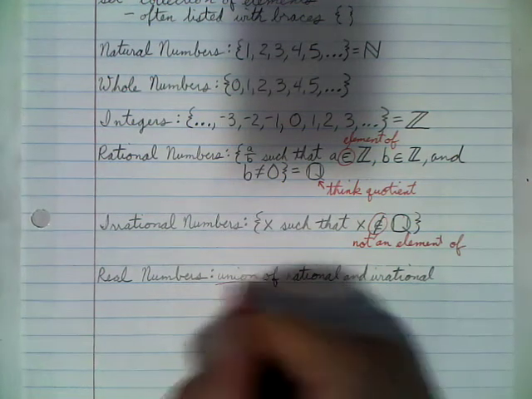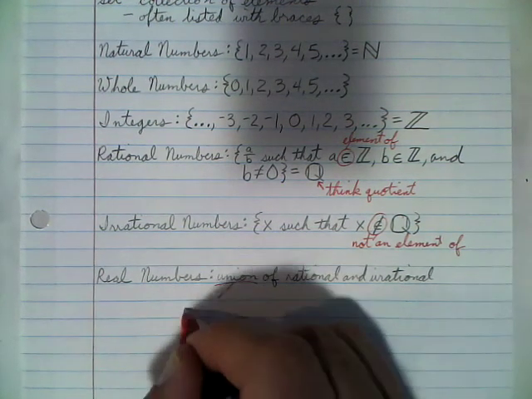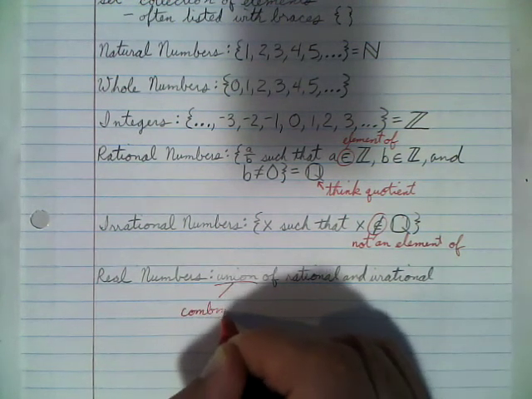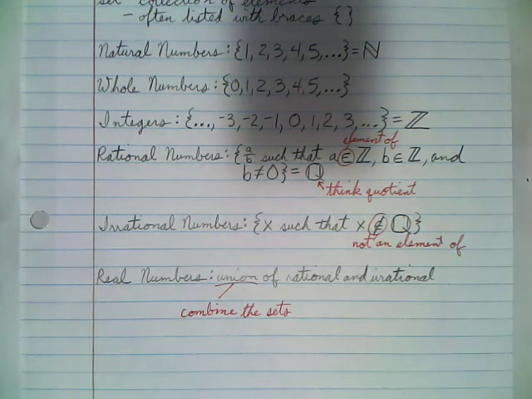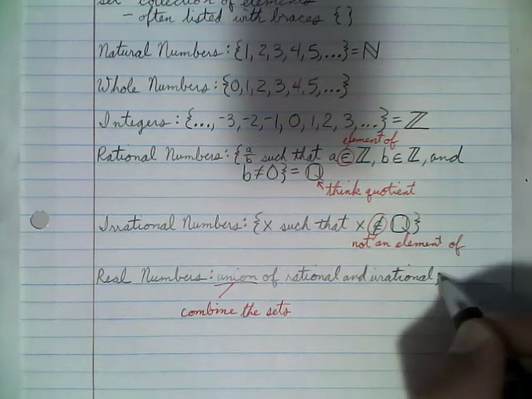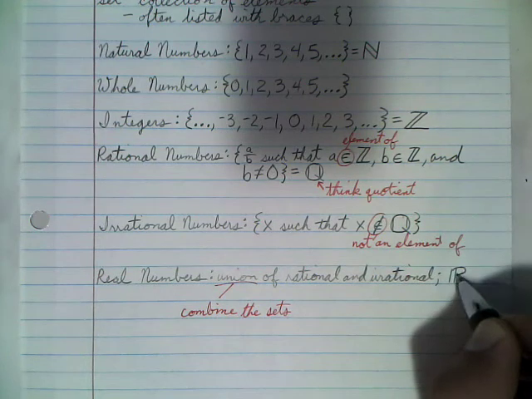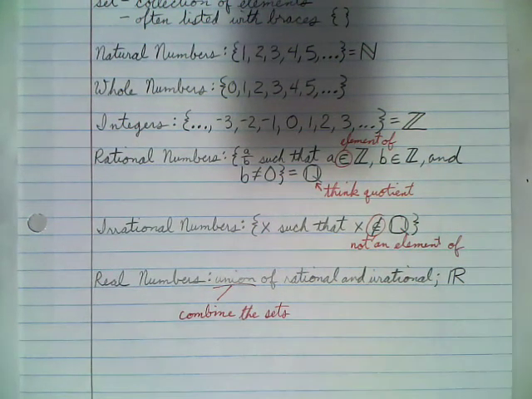And then here, union is just telling us to combine the sets. So if we take all of the rational numbers and put them together with all the irrational numbers, together that makes the real numbers. And this does have a symbol. It looks like a capital R with that vertical line doubled up.